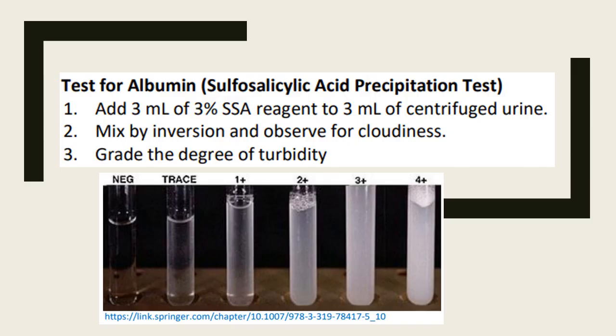Let's take a look at this procedure, your test for albumin using sulfosalicylic acid. You add 3 ml of 3% sulfosalicylic acid to 3 ml of centrifuged urine. Mix by inversion, or gently mix, and observe for cloudiness. After that, you grade your degree of turbidity. The degree of turbidity will correspond to the amount of protein present.